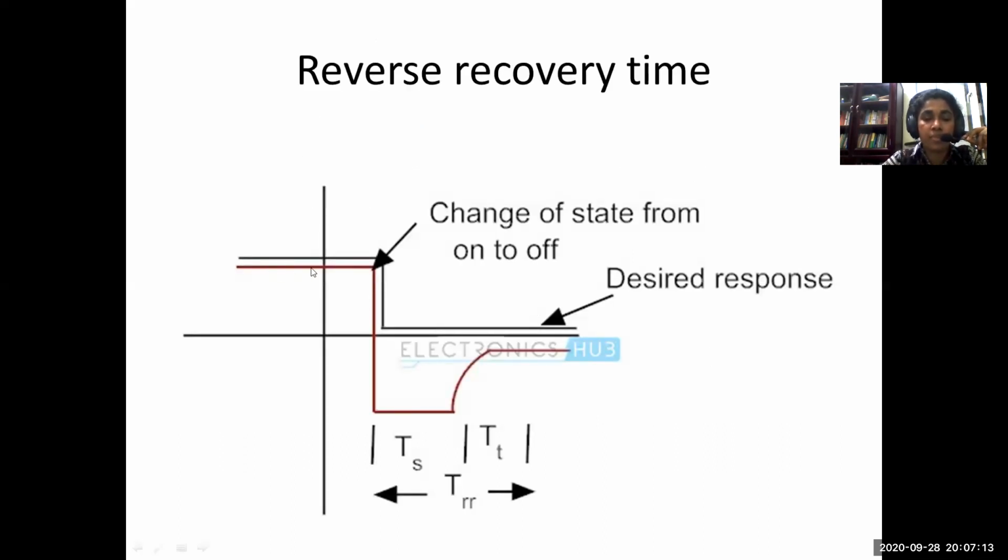See, initially the diode was in the forward biased state and the current was high. Then you gave reverse bias to the diode, but the current is not becoming zero. It only switches its direction. The direction gets reversed, but it will remain high. See, this high current remains high for a time duration represented by Ts, and that is referred to as the storage time.